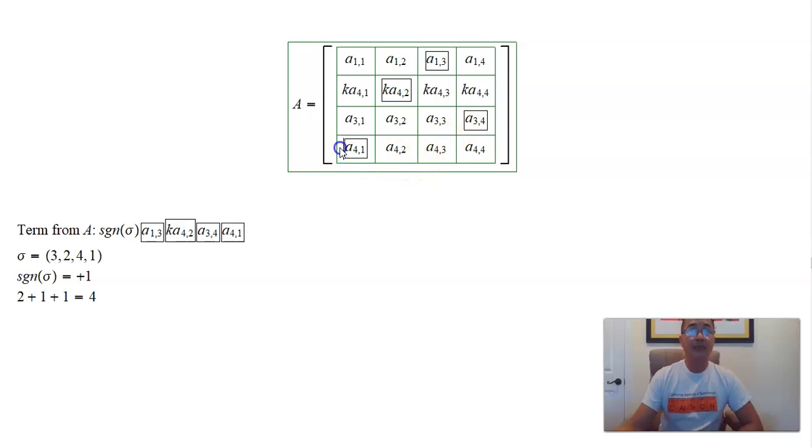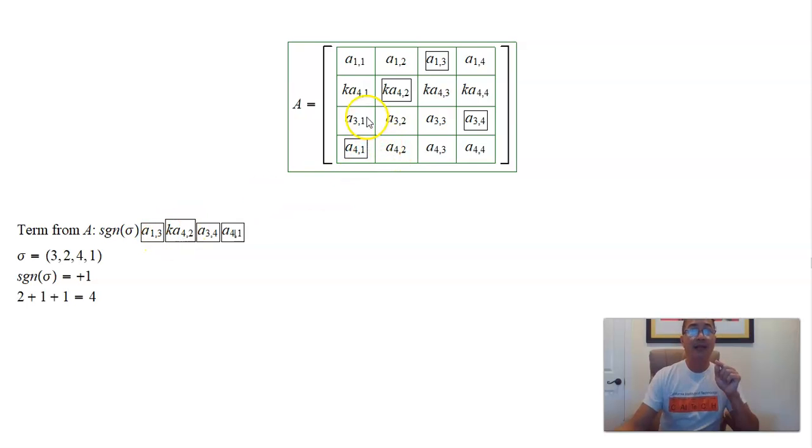The second row is a multiple of the fourth row. So I have an A42 here with a K. I can pick this A42 to make another term. That's not chosen over here; we chose A41 over here. So now I need to balance this out. I also need that A41 so that I get the same term until I get a minus sign.